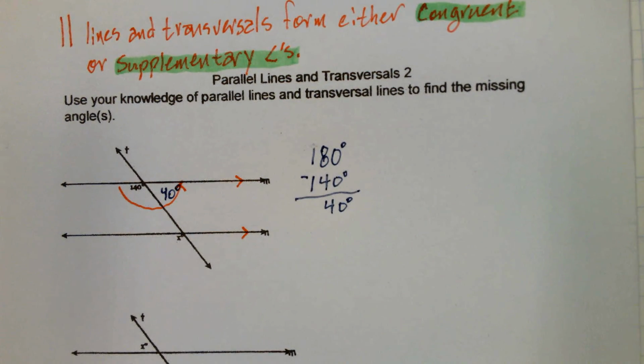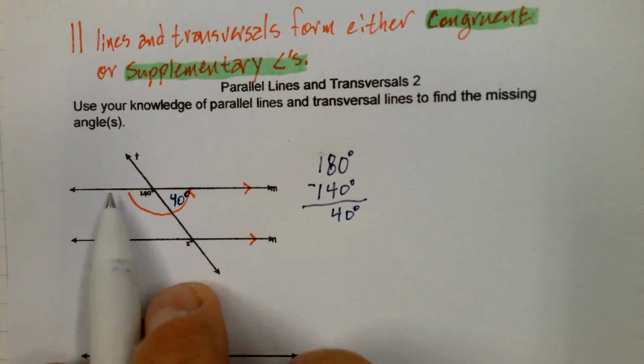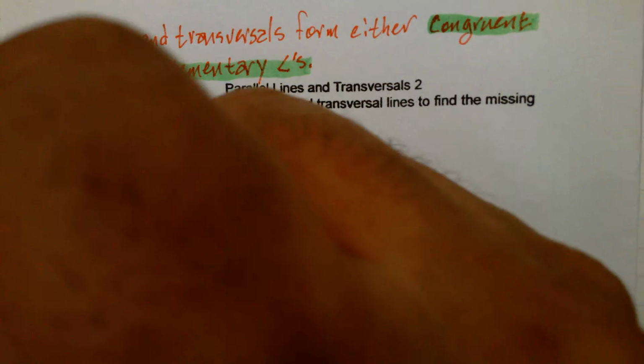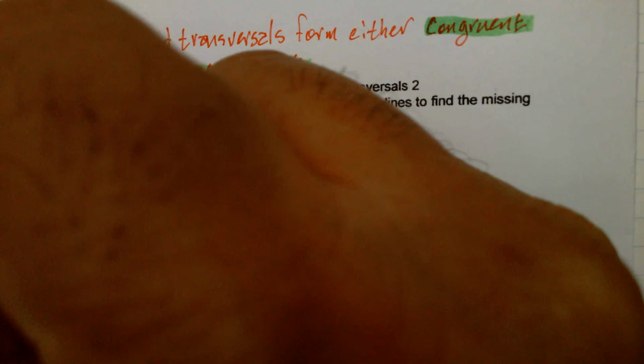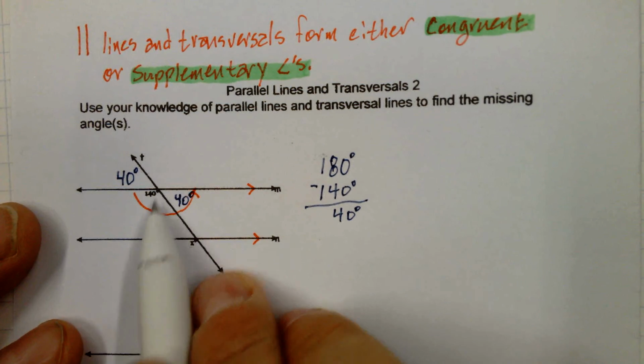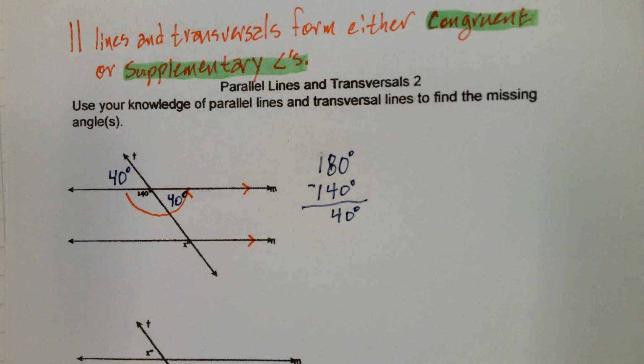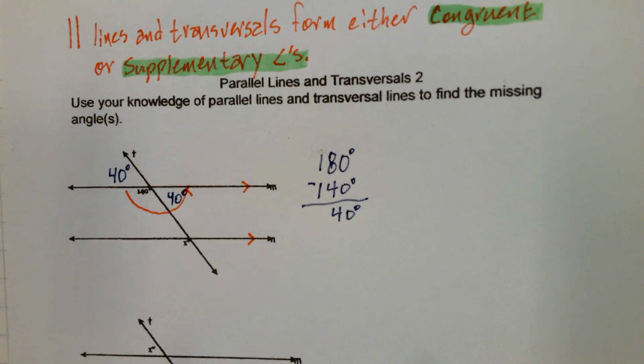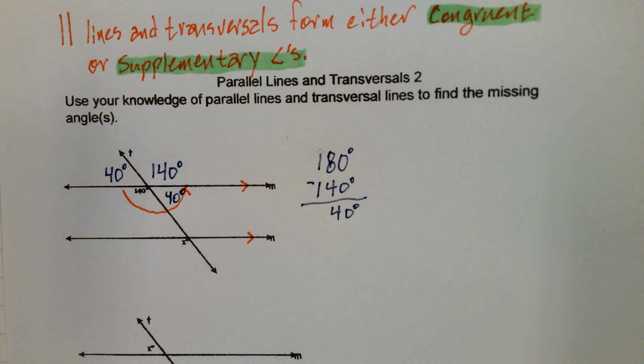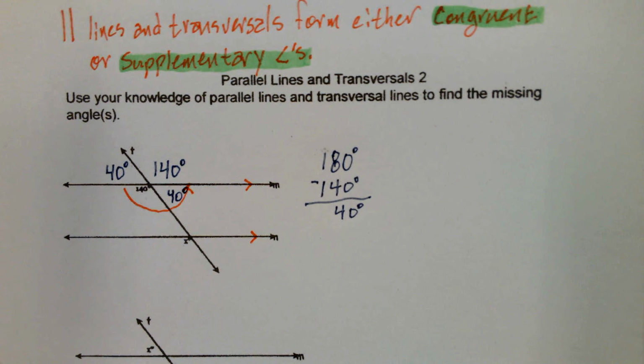So now we can just go through and either fill in either 140 or 40. So let's go ahead and do that. So this one is vertical, right? Those two are vertical. It's 40. These two are vertical. This one is vertical. It's 140. All right. And that's all of those.